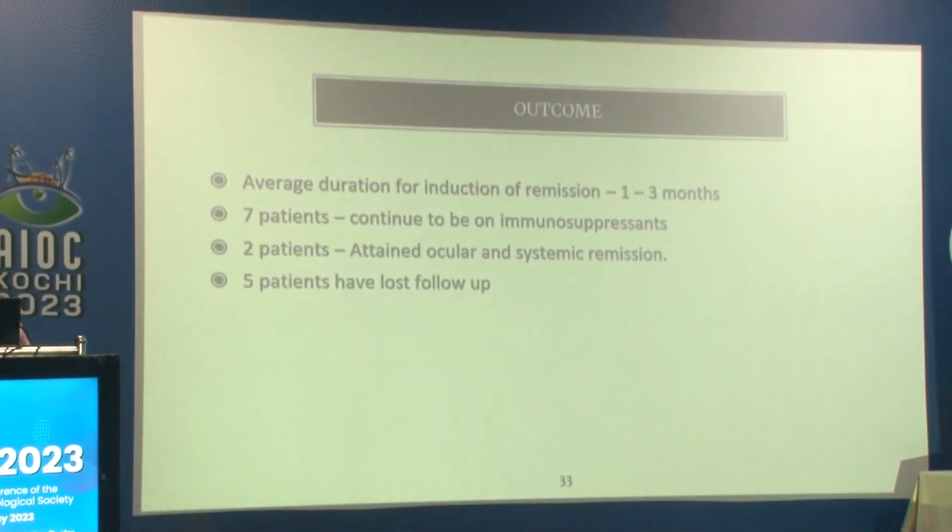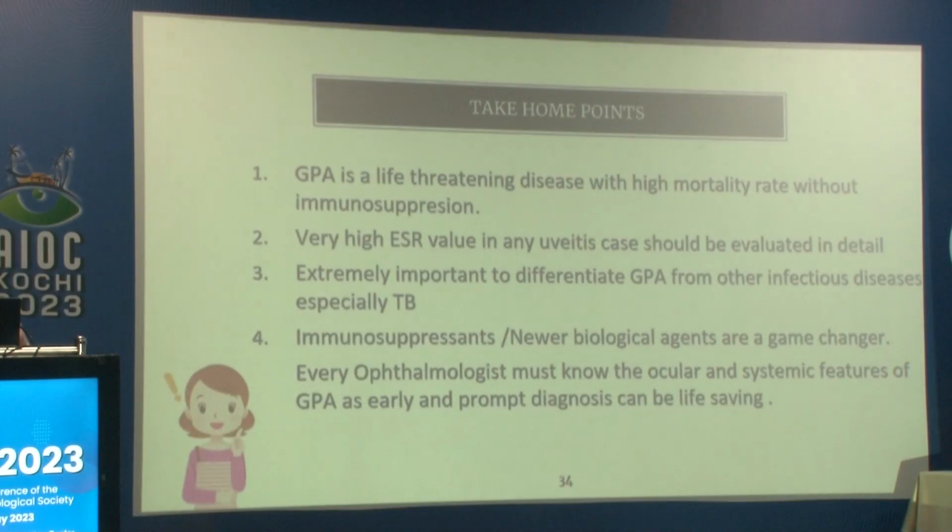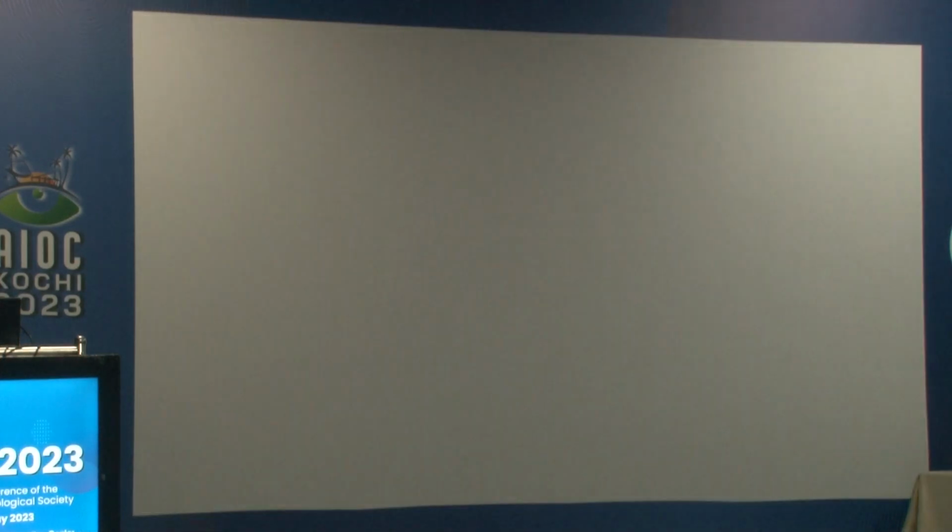So outcome: 7 patients still continue to be on immunosuppressants, 2 patients attained ocular and systemic remissions, and 5 patients have lost follow-up. So take-home points would be GPA is a life-threatening disease with high mortality rate without immunosuppression. A very high ESR value in any type of uveitis should be evaluated in detail, and it is extremely important to rule out infectious disease like tuberculosis. And immunosuppressants and newer biological agents are a game changer. And every ophthalmologist must know the ocular and systemic features of GPA, as early and prompt diagnosis can be life-saving. Thank you.